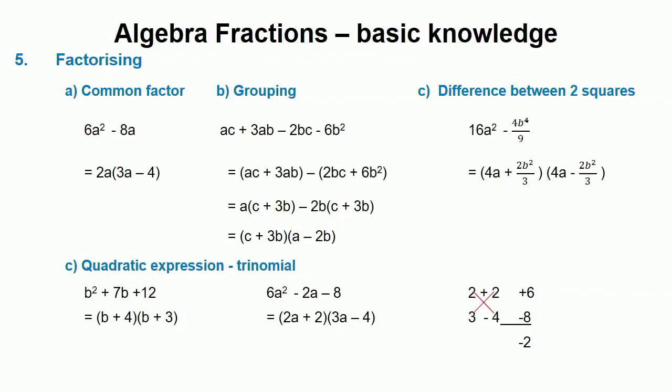a divided by a is 1. Remember, it cancels, a on a. You cancel it, but the answer is 1. So the answer in this case is just 3a minus 4.